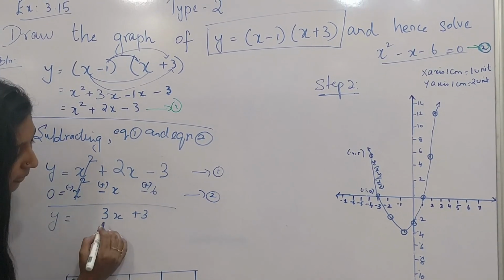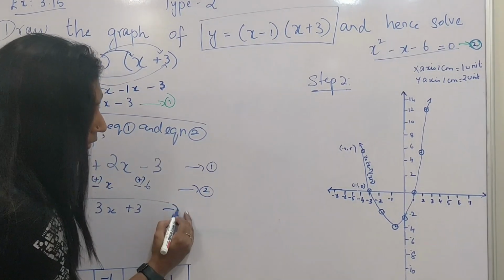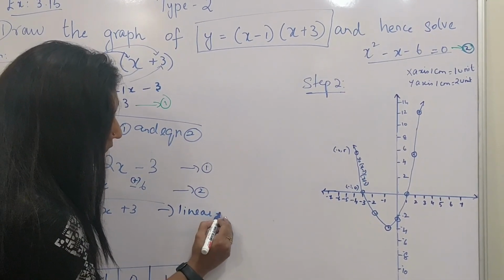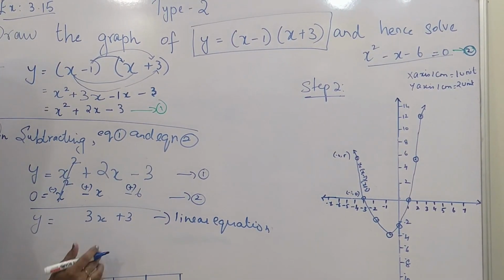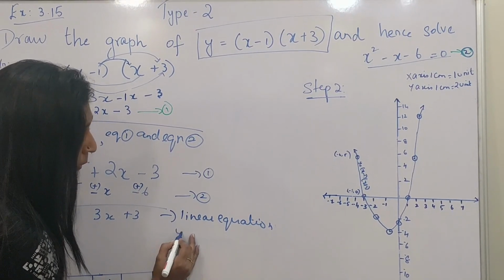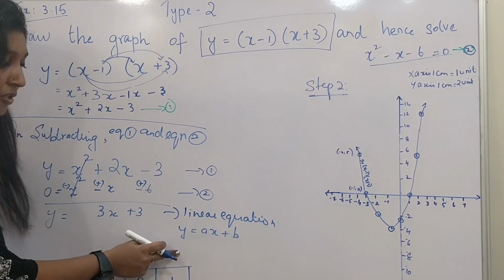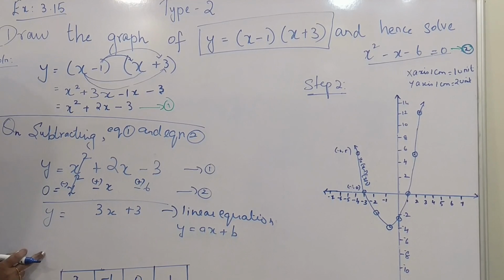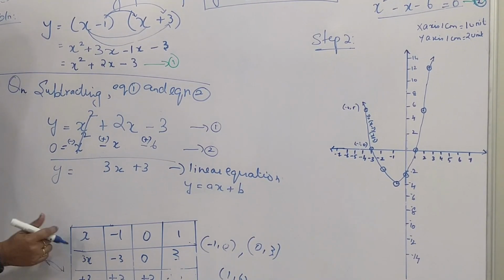After getting 3x plus 3, we have to analyze this equation. What kind of equation is this? This is a linear equation. How do I say it is a linear equation? Because it is of the format y is equal to ax plus b. I have already explained linear equations in my previous videos. Kindly check that. So this is the equation, and for this equation we have to draw the table.